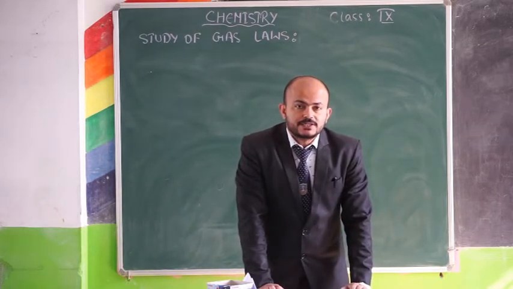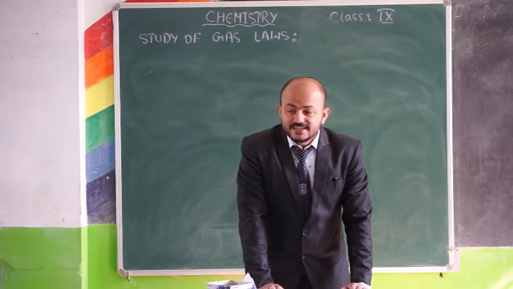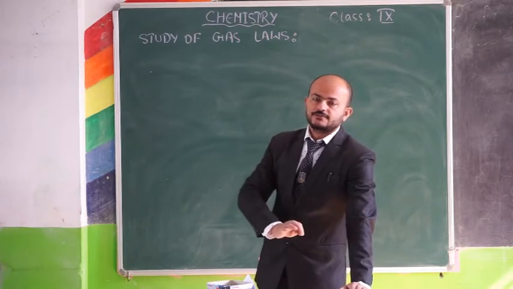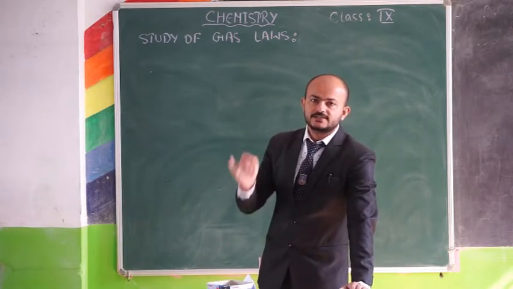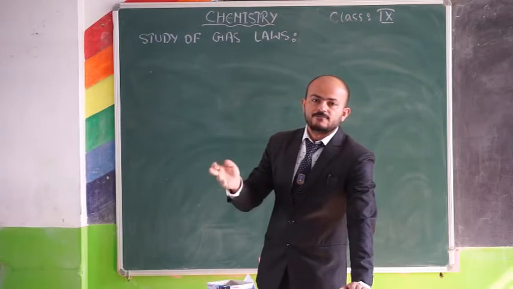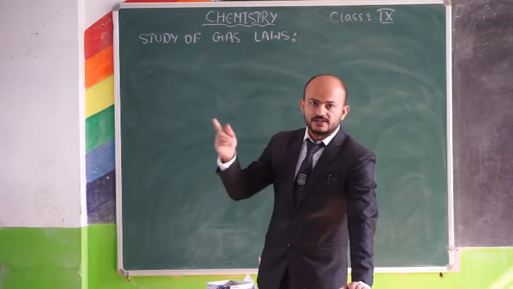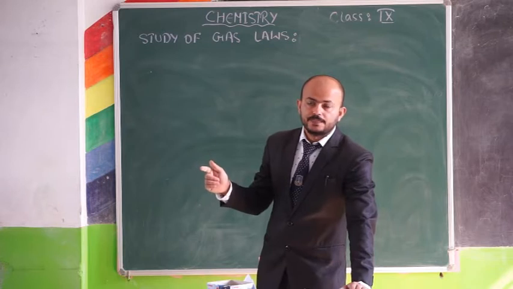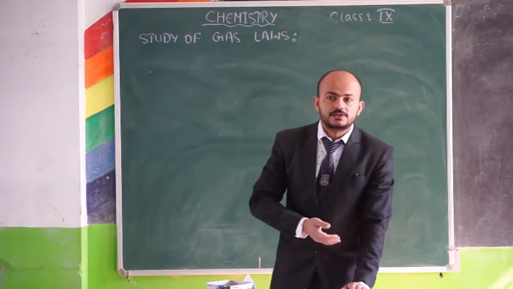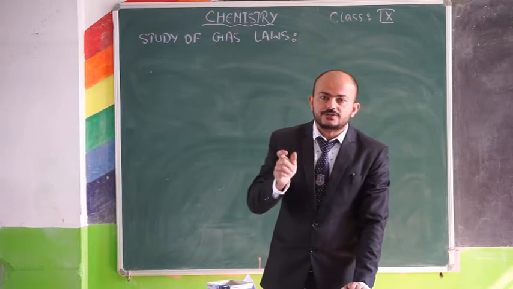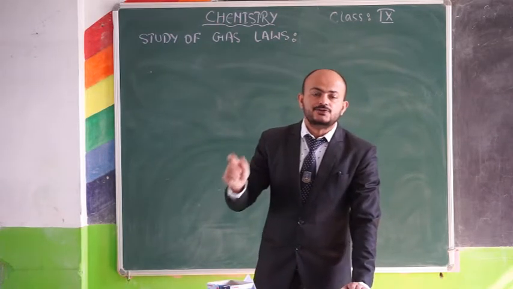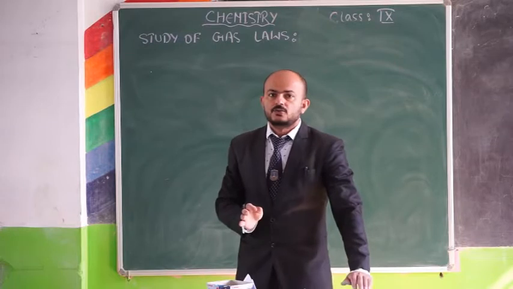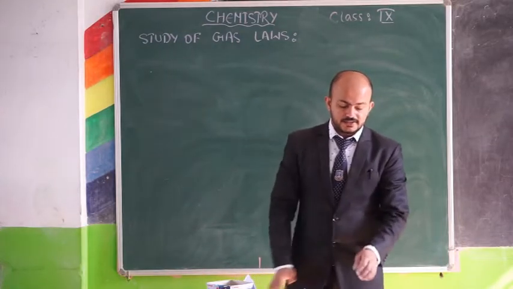Today we will be continuing with the seventh chapter, that is the study of gas law. Before this video, we have already discussed Boyle's law and Charles law, and we discussed them graphically, how they vary. Boyle's law has a negative slope, Charles law has a positive slope. We also discussed how these relations of Boyle's law and Charles law are used in solving the numericals. Today we will be starting with the next law, that is the gas equation.